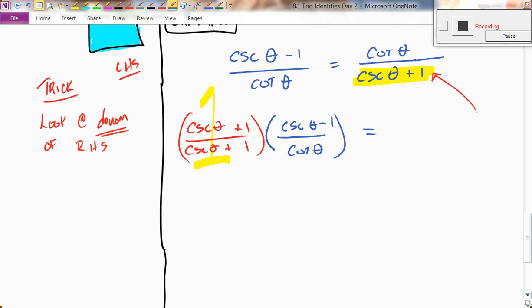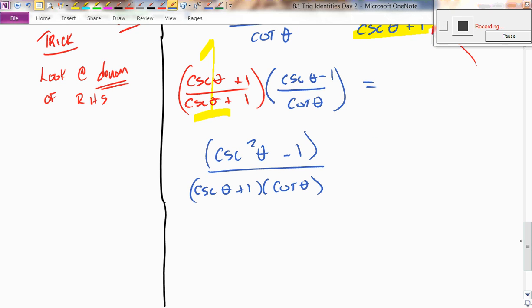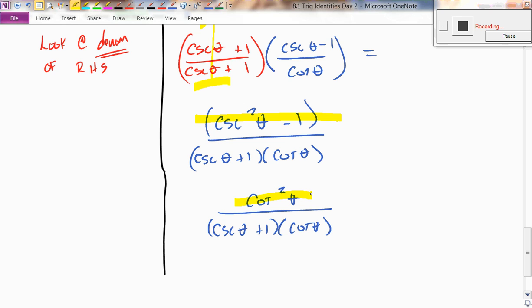Okay, so check it out. What does the numerator become? Cosecant squared theta minus 1. That's the difference of two squares again, right? And on the bottom, I have cosecant theta plus 1 times the cotangent of theta. All right? Anybody see anything on the numerator? What's cosecant squared theta minus 1? Cotangent squared of theta, all divided by cosecant theta plus 1 times cotangent of theta. Okay, this right here changed to that because it's a Pythagorean identity.